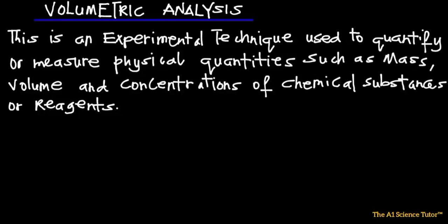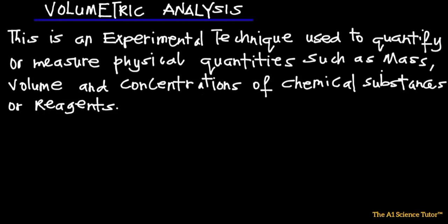In this video, we're going to talk about volumetric analysis. This is an experimental technique that is used to quantify or measure physical quantities such as mass, volume, and concentration of chemical substances. These chemical substances are the reagents or substances that are used for chemical reactions or chemical synthesis. So they're particularly important. You just need to bear that at the back.